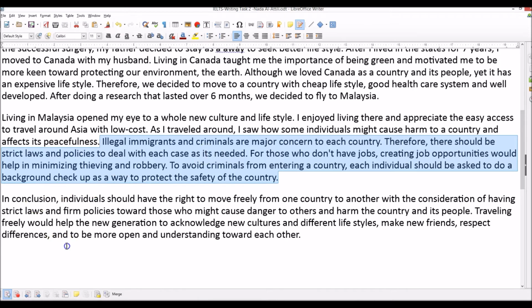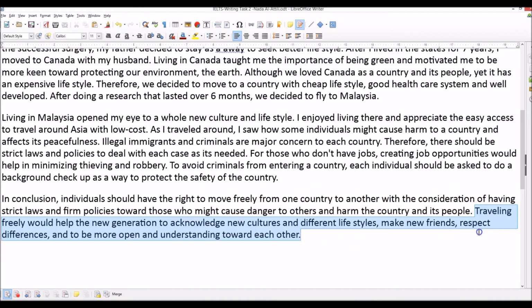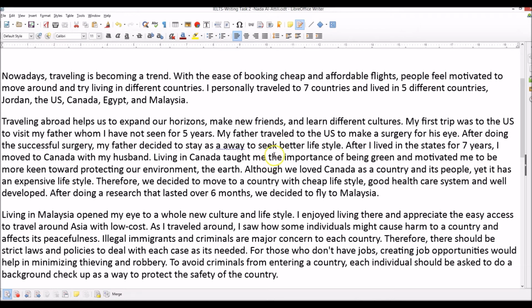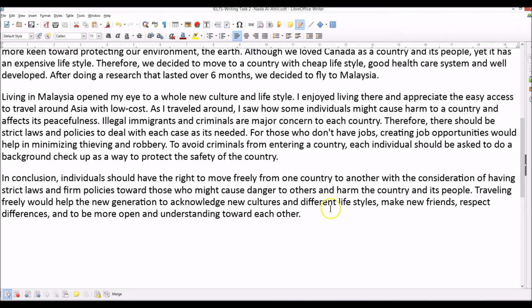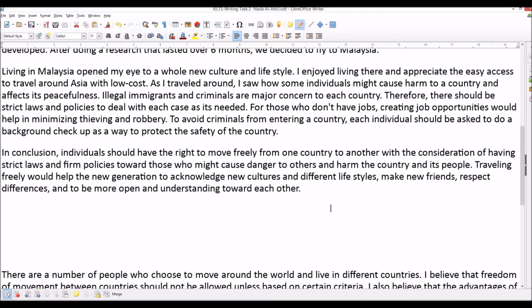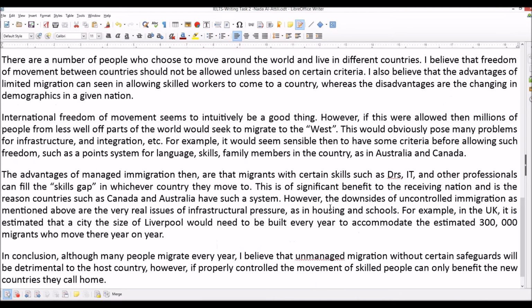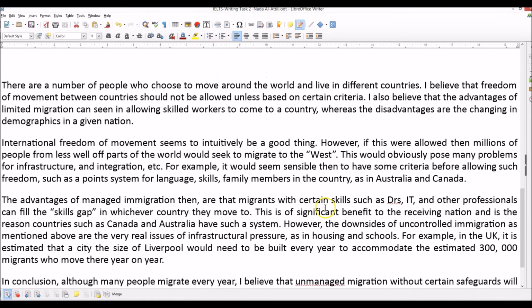Okay. In conclusion, individuals should have a right to move from one country to another with consideration of, okay, all right, how many people? Then we've got some new stuff, some new information here, new cultures, different lifestyles, which it doesn't mention. Well, it kind of briefly mentions something, but it doesn't develop it, doesn't say anything, there's no example. So that wouldn't quite work. So if we take a look at the example.